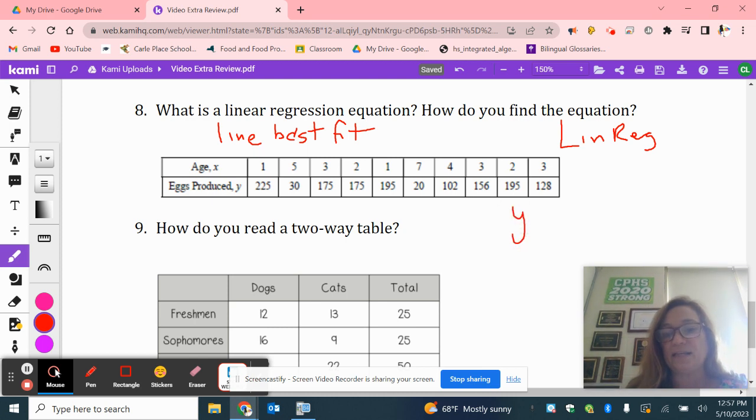And in this case, it's y equals negative 35.9x plus 251.3. And again, I rounded. On a test, questions always tell you which way to round.